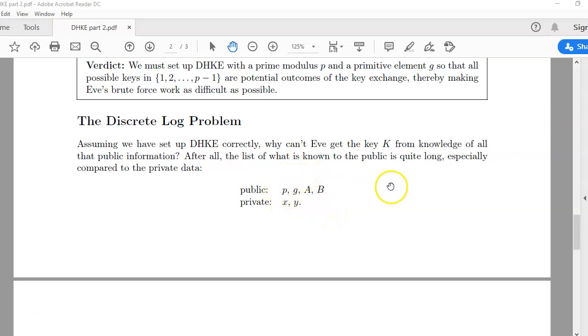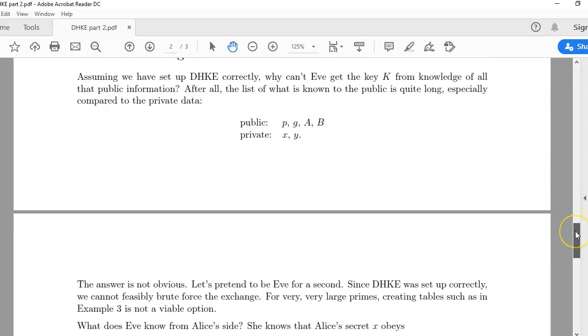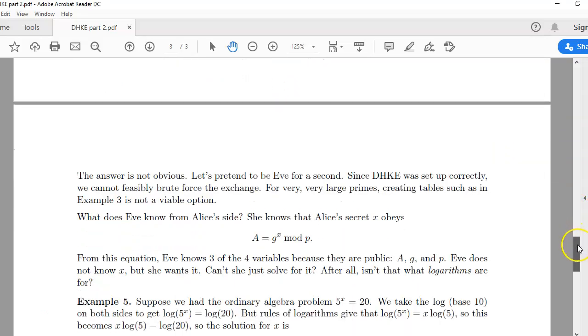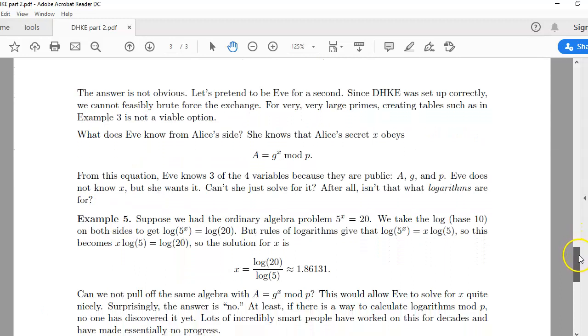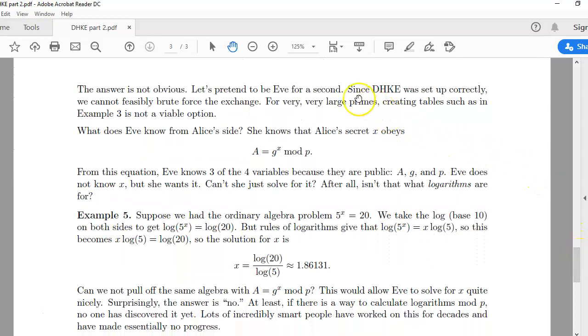So there are 4 things that are public. Can Eve get the key? The answer is no, not really, but it's not obvious why. Let's get into this. Let's pretend that we're Eve for a second. Since we set up Diffie-Hellman correctly, she can't really brute force the exchange. For really big primes, making a table like we did above in example 3 is just not realistic.